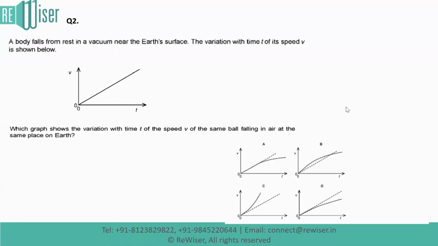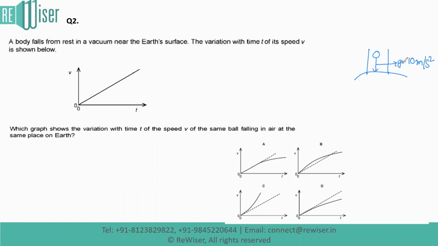Hello, as you can see in this question, it is asked: a body falls from rest in a vacuum near the Earth's surface. So, a body is falling in a vacuum. You have to remember, in a vacuum, a body is falling towards the Earth. That means the acceleration here will be g, which is equal to 10 meters per second squared.